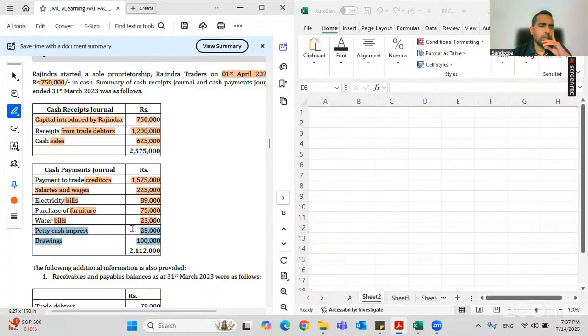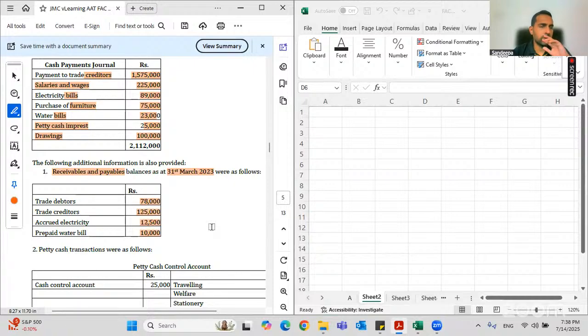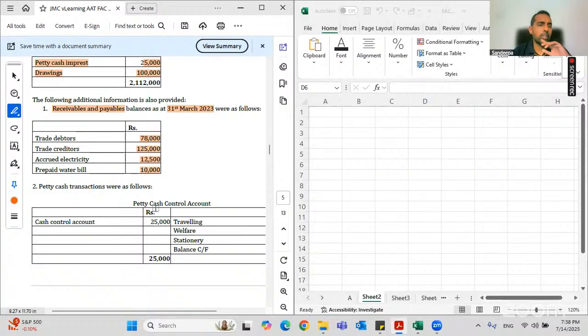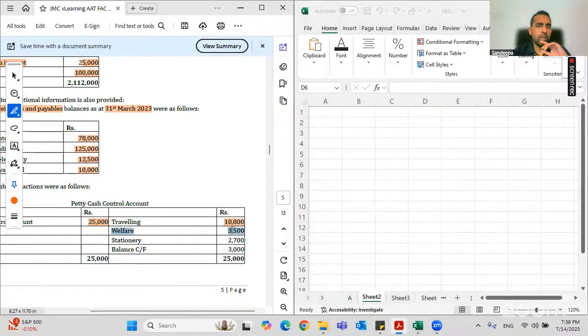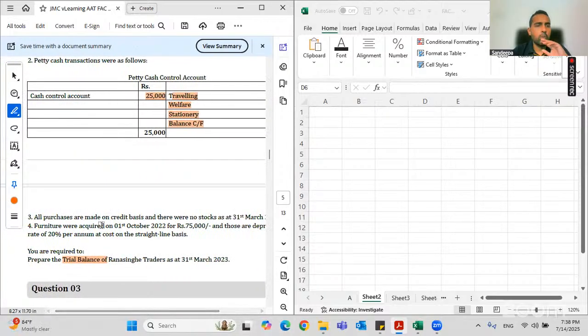Following additional information. Receivable and the payable balances as at 31st of March. Debtor 78, creditor 125, accrued electricity 12.5, prepaid water bills 10,000. Petty cash transactions were as follows. This is the receipt from the cash control account, traveling, welfare, stationery, and the balance. Finally, all purchases were made on credit basis. There were no stocks. Furniture were acquired on 1st of October 2022 for 75. And those are depreciated 20% per annum. These are the information.